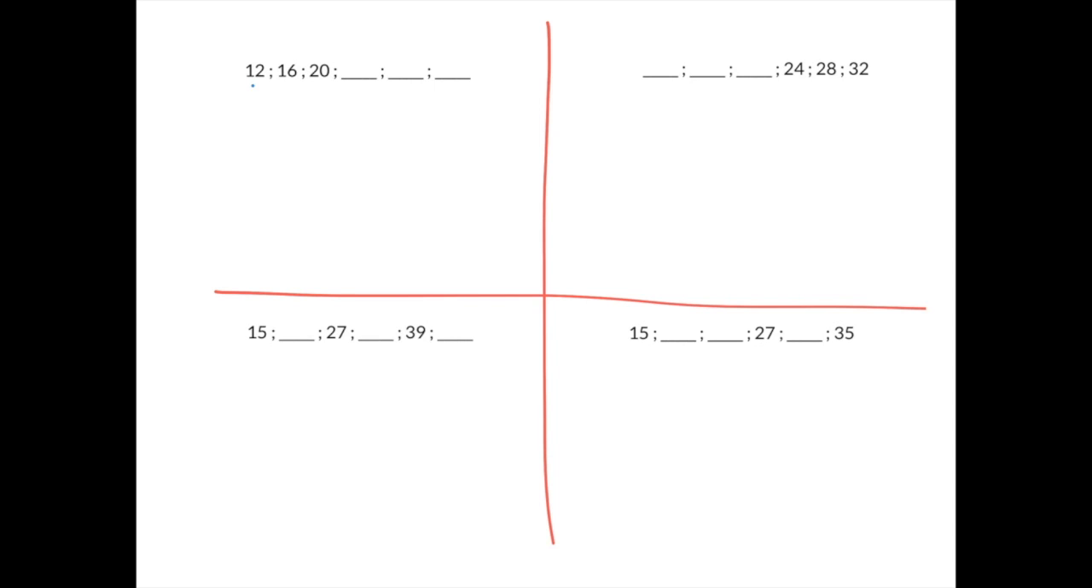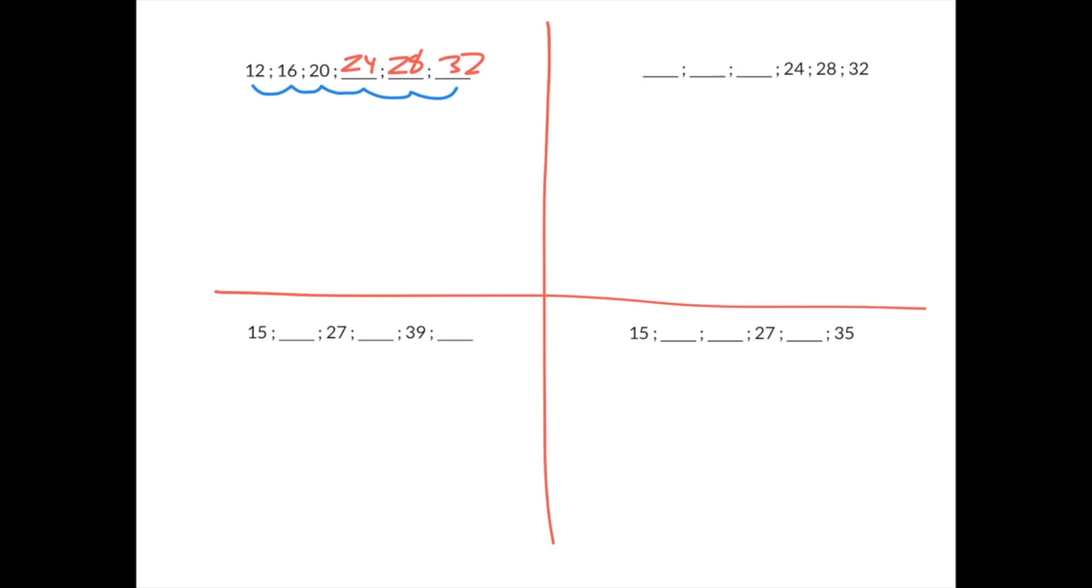For the first one, 12, 16, 20, and then the students are asked to find the next three numbers. Students typically do well with these kinds of questions as long as the numbers are reasonable or attainable, because they see it as just kind of an extension to skip counting. So 12, 16, 20, 24, 28, and 32.